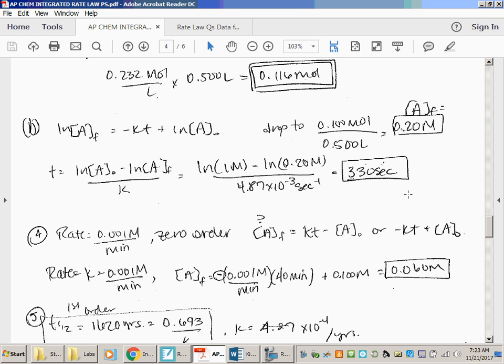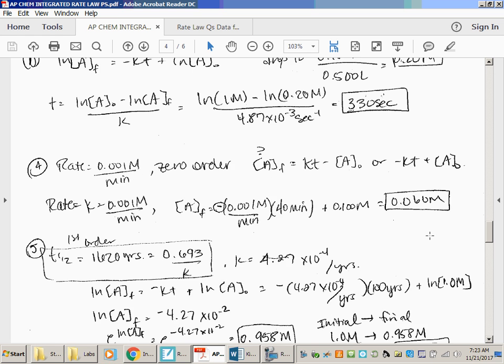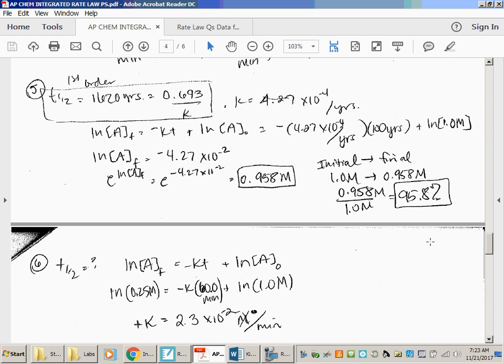Okay, now 5. I just want to make sure I talked about B part of that. So it's nice when they give you the order, right? So the first thing they gave you was first order. Immediately you knew the half-life equation for first order, which was 0.693, also known as ln of 2, over k. And they told you the half-life was 1,620 years.